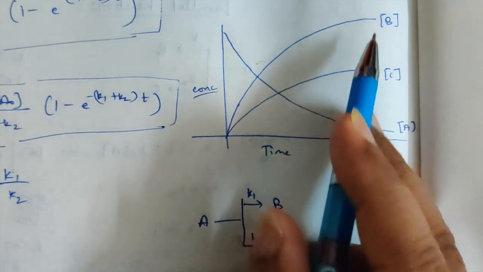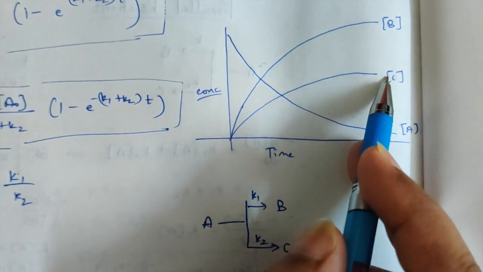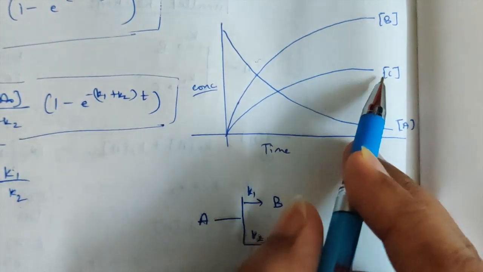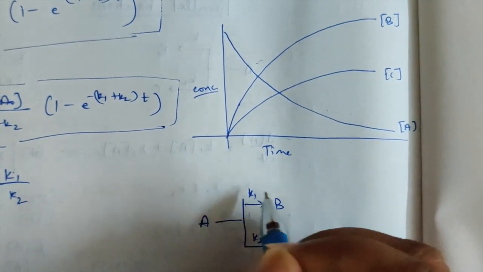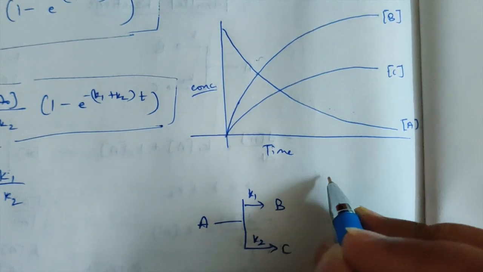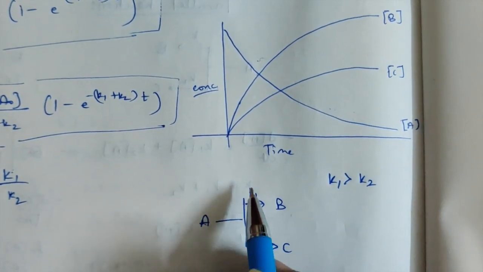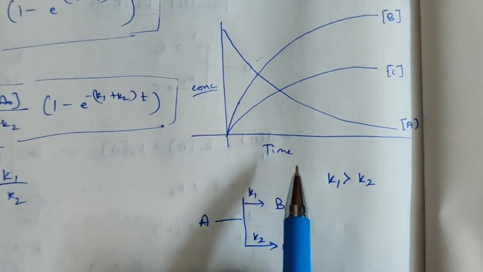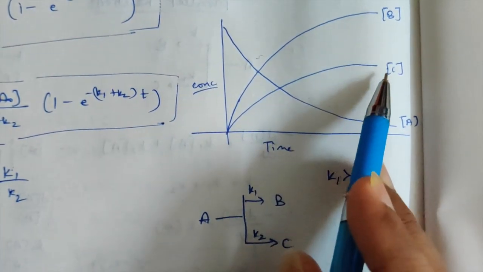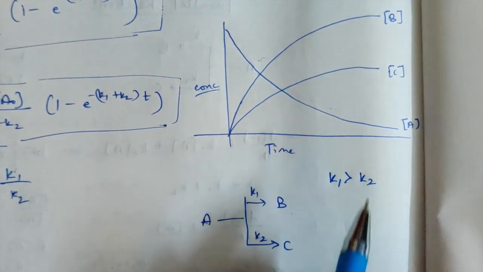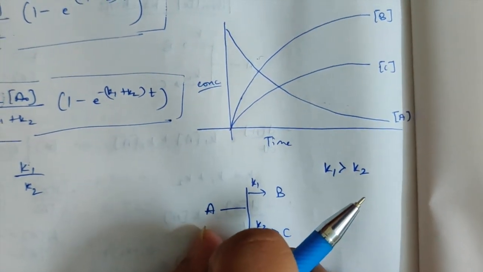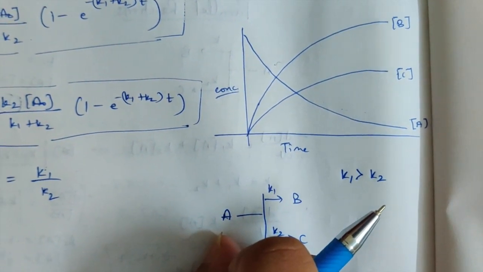Now which one will be on the higher side, whose concentration will be more, either B or C? That depends upon the values of K1 and K2. This particular graph represents that K1 is more than K2. That means the rate of formation of B is more. That's why the concentration of B is higher than the concentration of C at a particular time. So that's how we derive the equation for a parallel reaction.